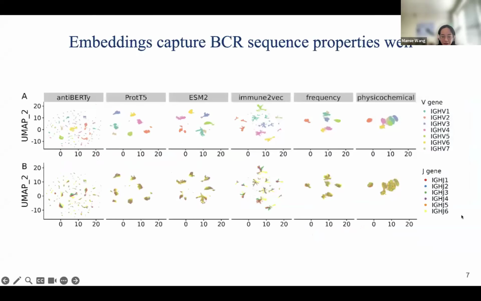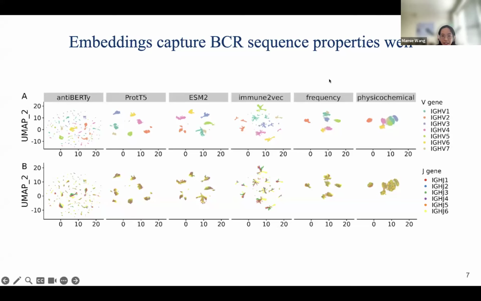So here is a quick UMAP visualization of the different embeddings that I tested. The first one is a BCR language model, and these two are the protein language models. And this is the word2vec model, and these are the two traditional encodings, the frequency and physical-chemical encoding. The individual colors here represent the V gene usage and the J gene usage. Just by looking at the plot, all the embeddings encode information on the gene usage.